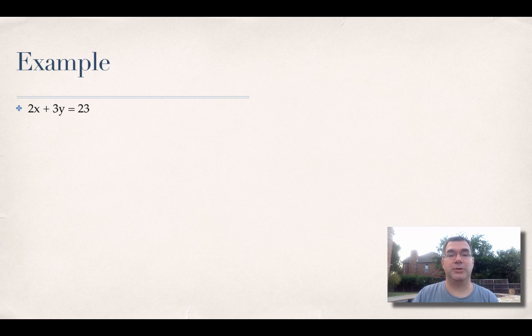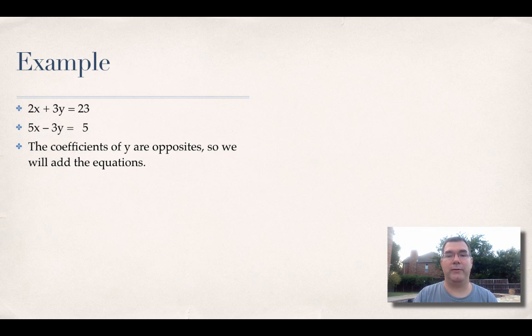We'll start with 2x plus 3y equals 23, and 5x minus 3y equals 5. I'm hoping there's an x and a y that I can plug into either equation and make true statements out of them both. That's kind of the whole point of doing any system of equations.